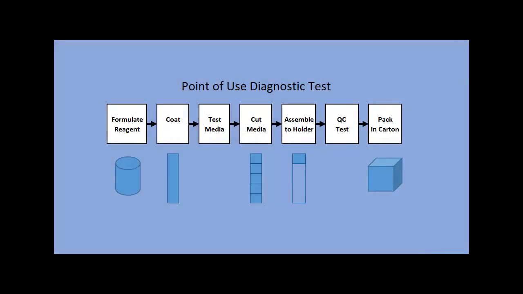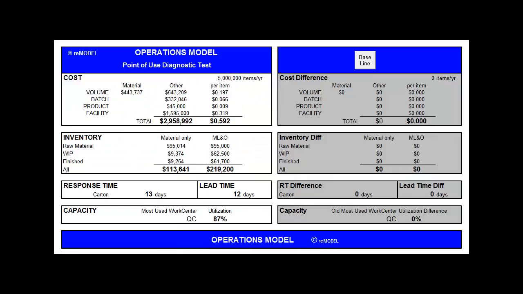So let's take a look at the operations model for that. This shows a volume of 5 million per year, a unit cost around 60 cents each. You'll notice that response time is very close to lead time, which means in this situation it's the time to manufacture that is determining responsiveness, not the period between batches. And on the capacity front, you can see that QC is the most used work center with a utilization of 87%. That's probably a little bit more than you would really tolerate. We'll have a look at this a little bit closer when we do some scenarios.